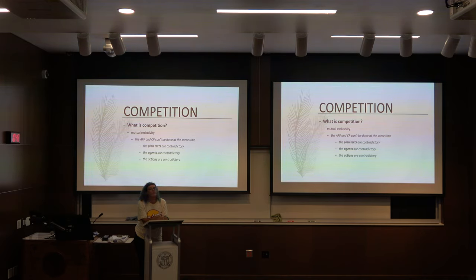I see some head shakes. Good. You're right. I can't do two things at the exact same time. So getting ice cream and getting pizza are mutually exclusive in this example. So we can say that the plan texts are contradictory.